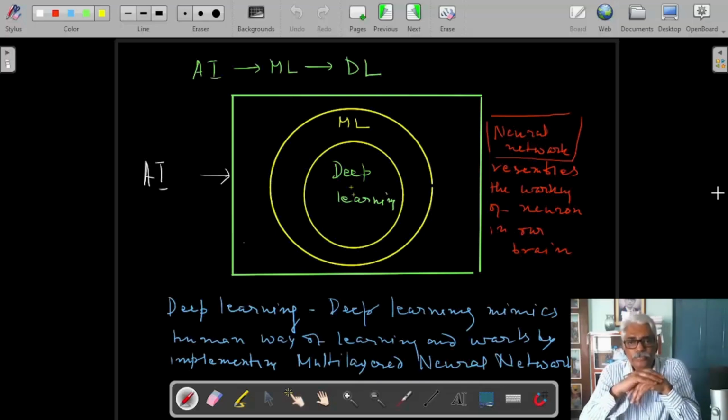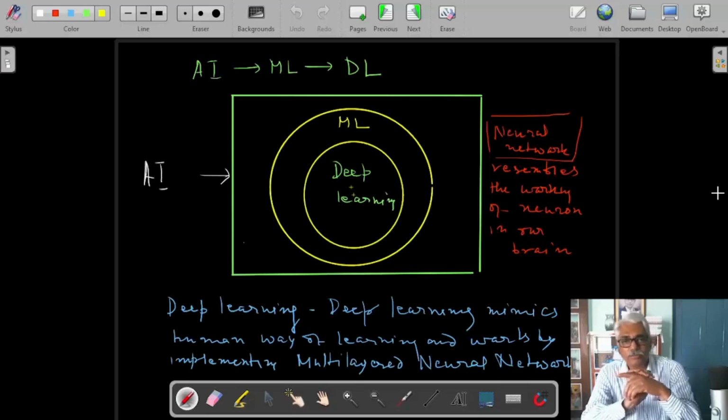So now let's come to the next part, which is about deep learning. Now there is something called deep learning, which is a more sophisticated, more advanced kind of machine learning process, you can say. It is a subset of machine learning only.